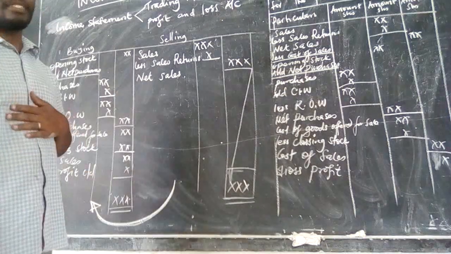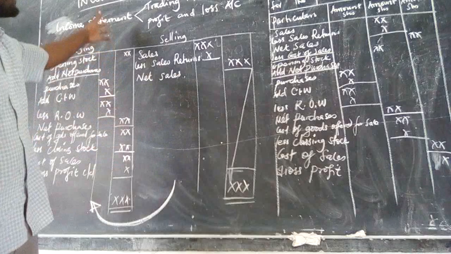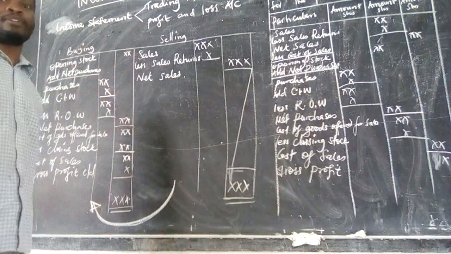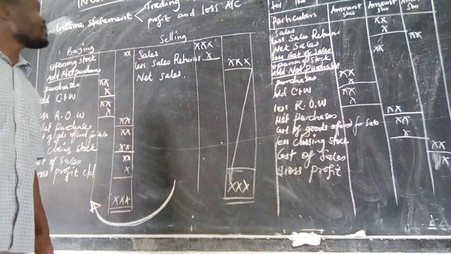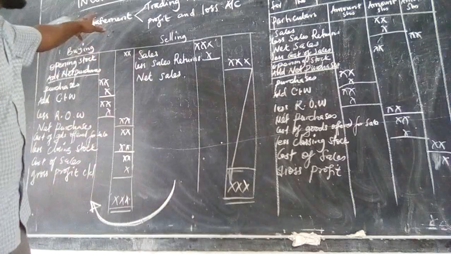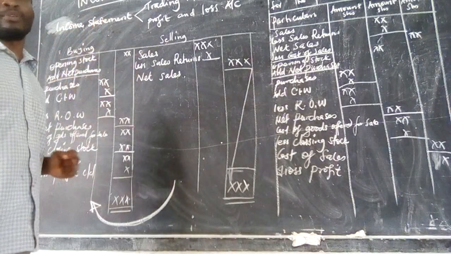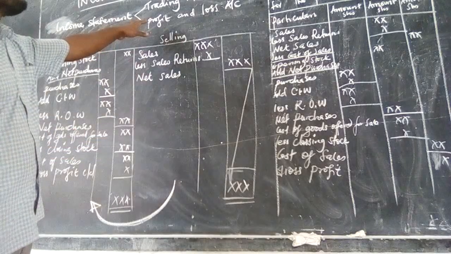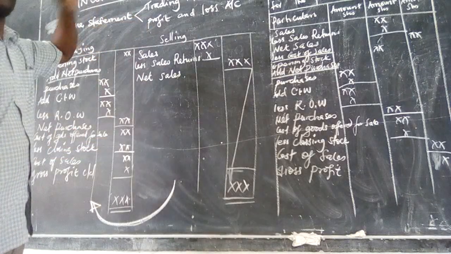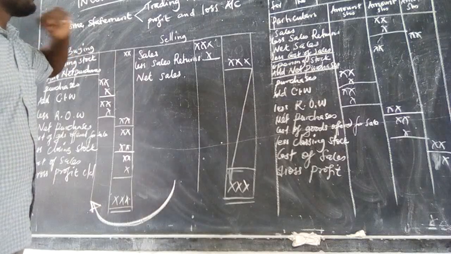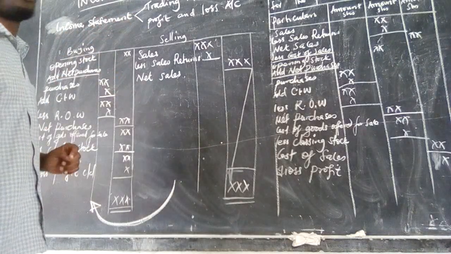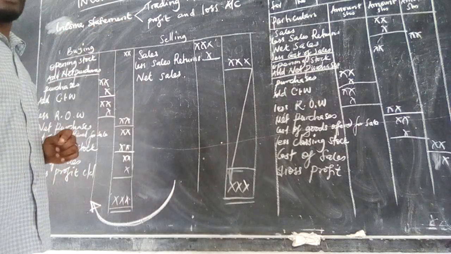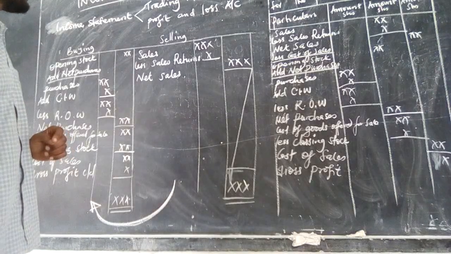Hello viewers, we want to look at the income statement, which is one of the financial statements. It is prepared at the end of the trading period to determine the gross profit or net profit or loss of the business in a given period of time.